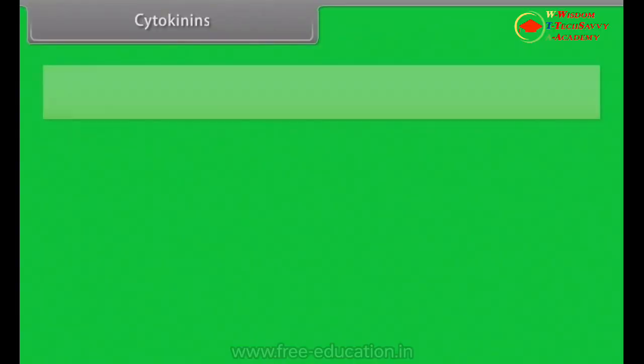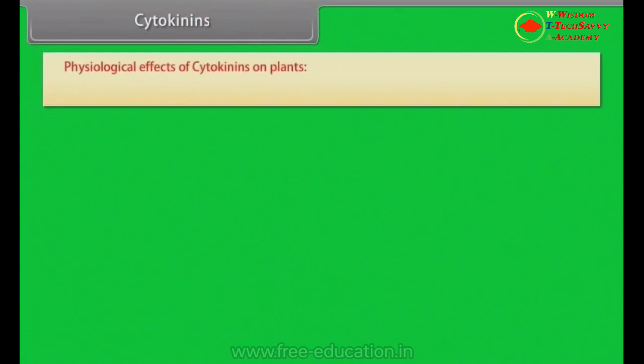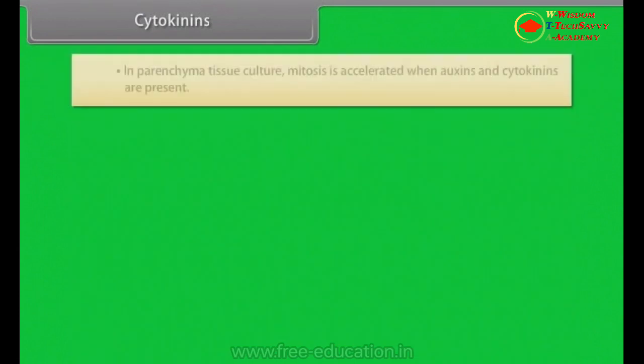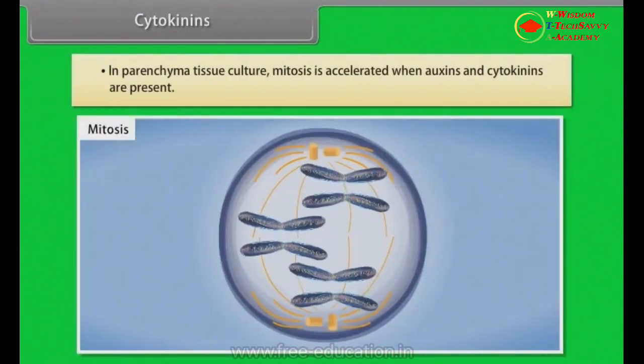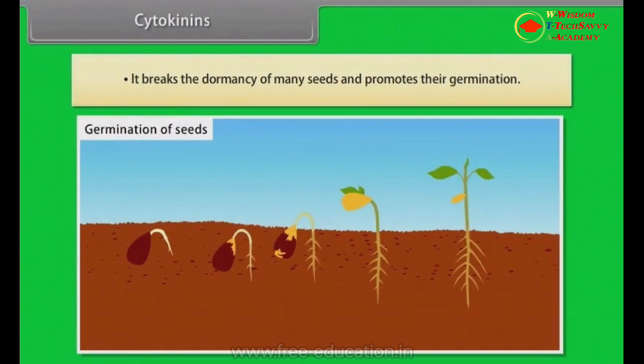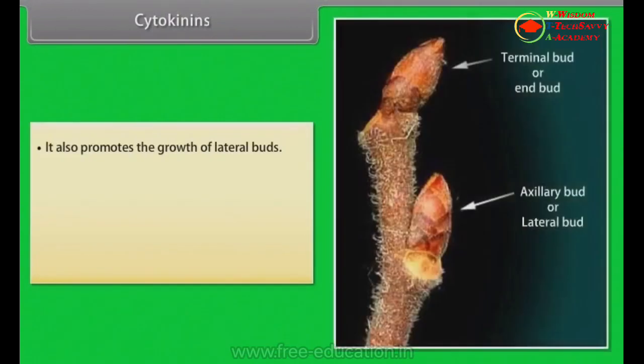Cytokinins. Physiological effects of cytokinins on plants. In the presence of auxins, cytokinins stimulate cell division even in non-meristematic tissues. In parenchyma tissue culture, mitosis is accelerated when auxins and cytokinins are present. It breaks the dormancy of many seeds and promotes their germination. It also promotes the growth of lateral buds.